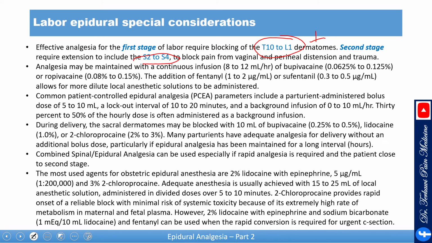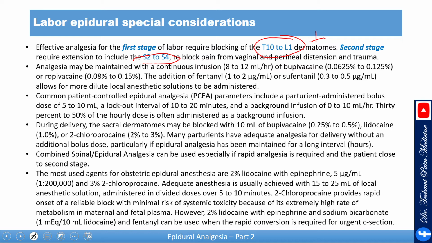The most used agents for obstetric epidural anesthesia are... Now we are talking about if you have an urgent section and you want to convert it to epidural anesthesia. So you can use either 2% lidocaine with epi and sodium bicarb, or you can use 3% chloroprocaine.